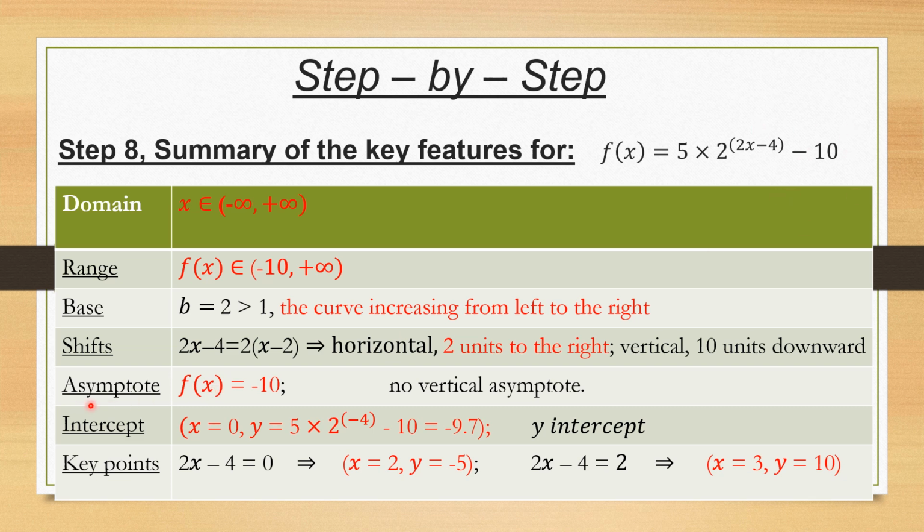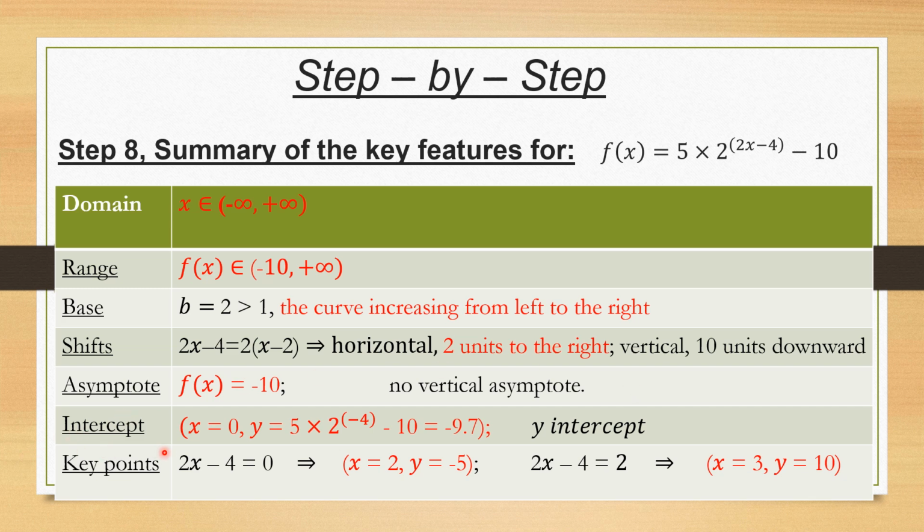Now the asymptote is going to be function of x is equal to minus 10 because the asymptote is a line that the graphic cannot cross, and it can't cross if this is equal to 0 because this can't be equal to 0. There is no vertical asymptote because x can be equal to anything.